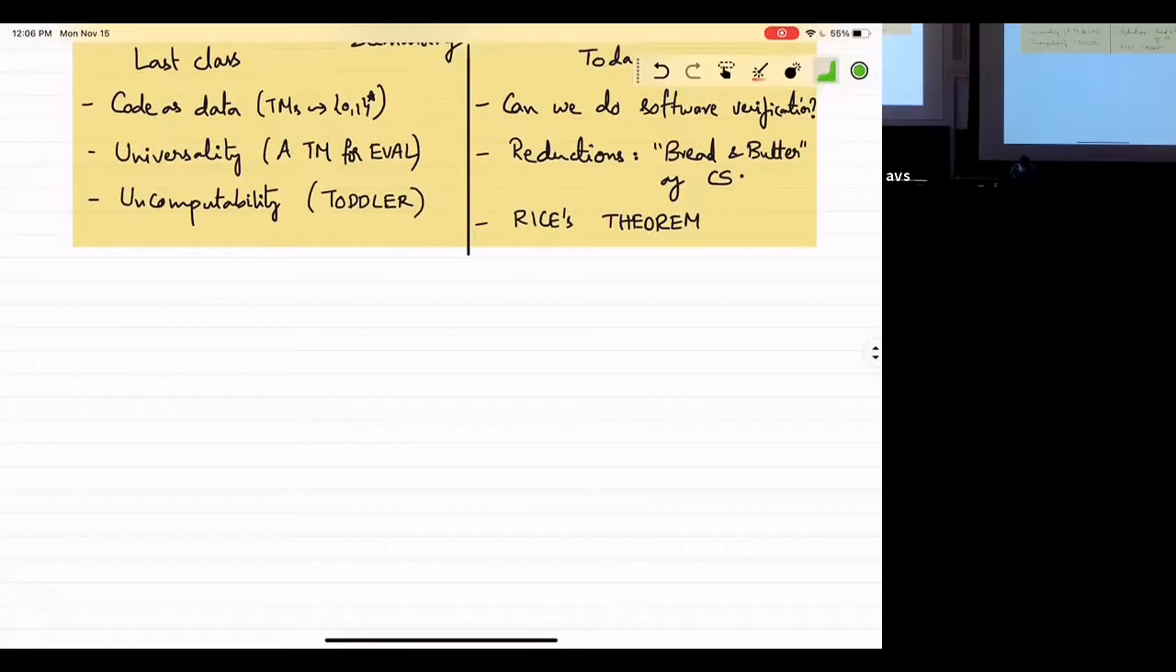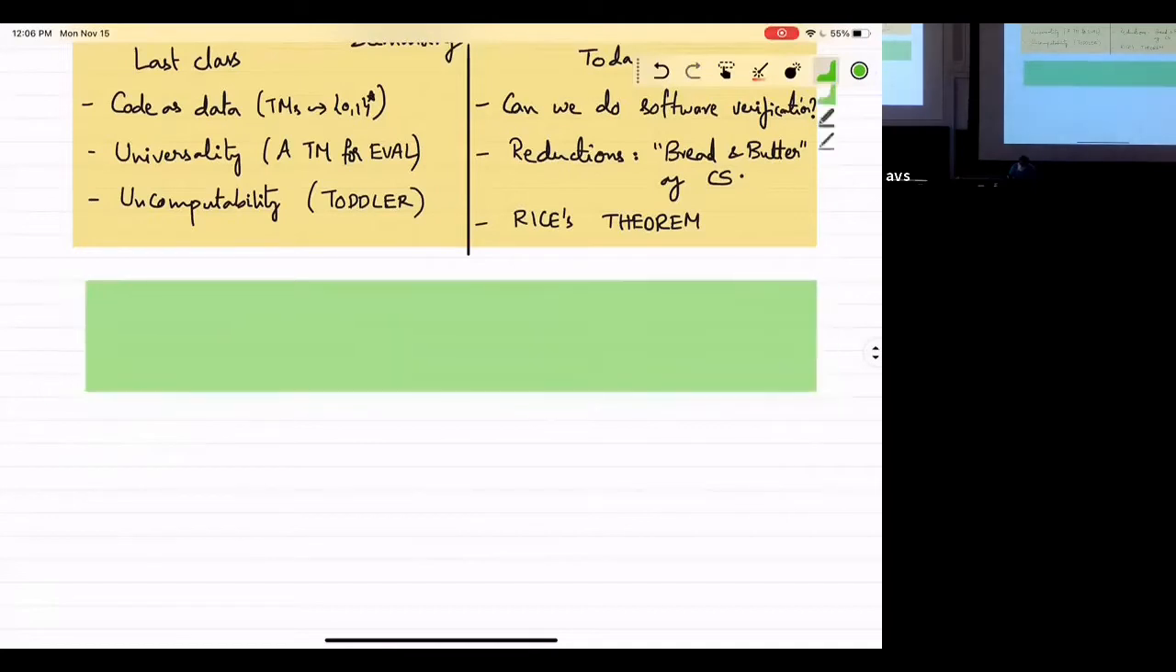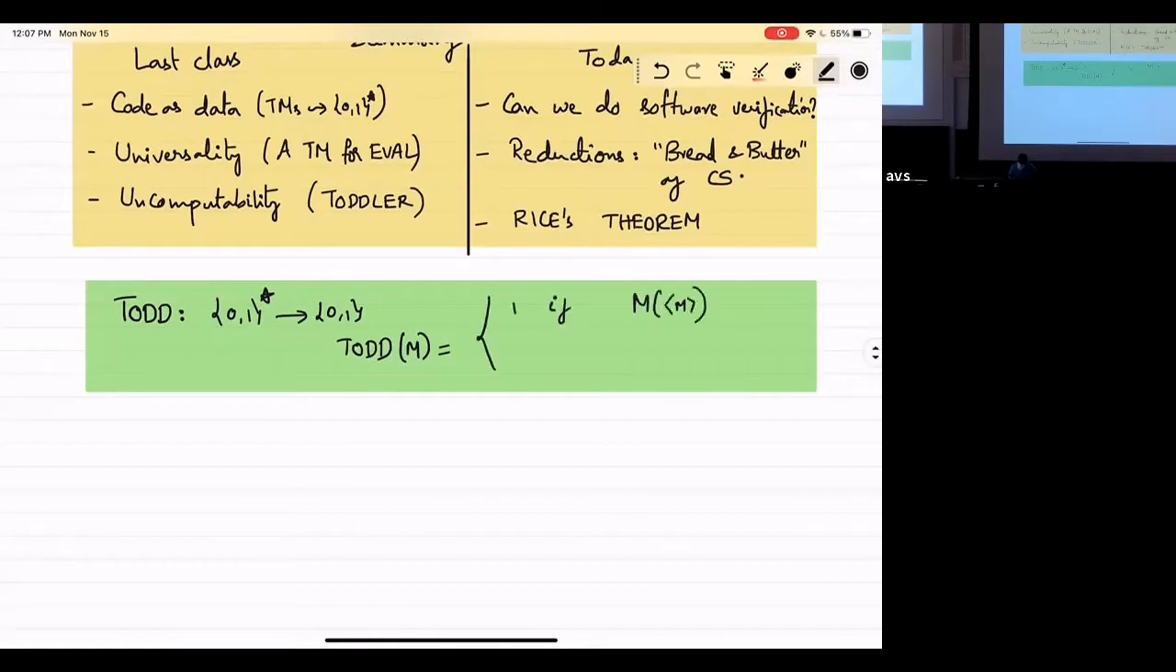So just to recall, we define this function toddler, and roughly speaking, toddler, when given a binary string as input, the output was 1 if the output of M on itself started with 0, and the output of toddler on M is 0 otherwise.